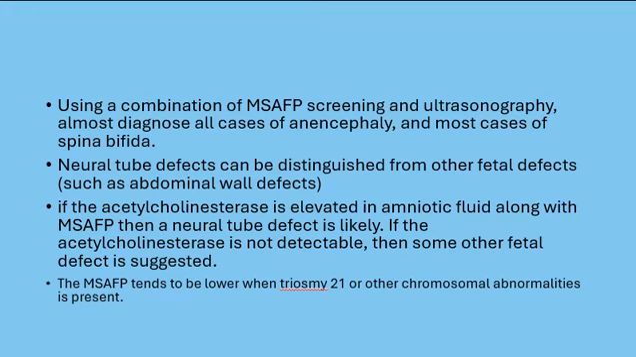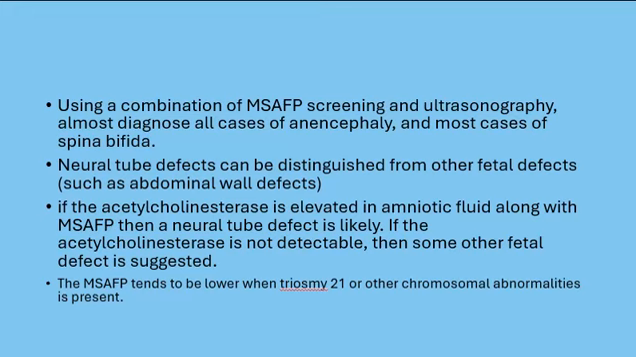Neural tube defects can be distinguished from other fetal defects, such as abdominal wall defects. If the acetylcholinesterase is elevated in amniotic fluid along with MSAFP, then a neural tube defect is likely. If the acetylcholinesterase is not detectable, then some other fetal defect is suggested. The MSAFP tends to be lower when trisomy 21 or other chromosomal abnormalities is present.